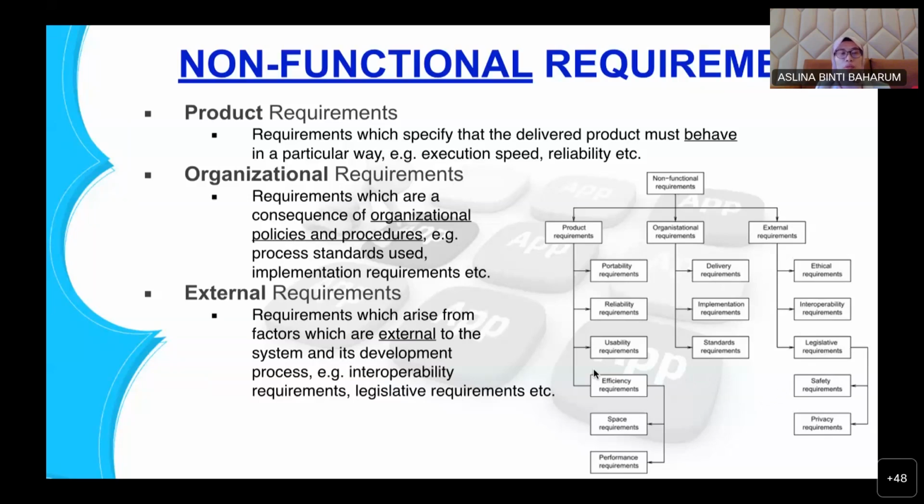Hopefully you can differentiate between functional and non-functional. Functional is the features, the features themselves. But non-functional is the constraint from the product, organizational, and also external requirements. If you want a system that has good efficiency, then efficiency is a non-functional requirement.